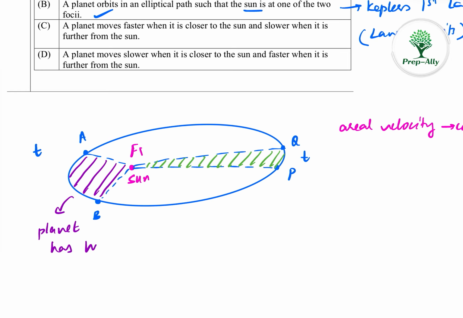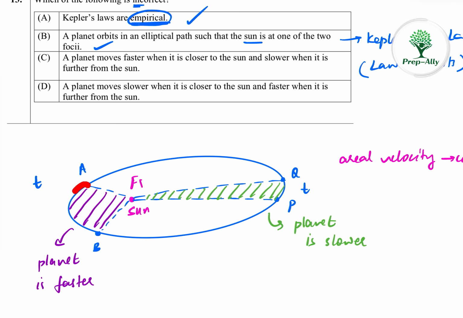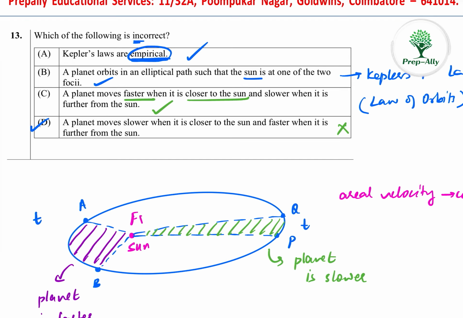That is, the planet has higher velocity, or it is faster. Whereas in this case, the planet is slower. So clearly you can see here that when the planet is closer to the sun, it is faster. But when it is at a further distance from the sun, it is slower. Then which among C and D will be true? Faster when it is closer to the sun, slower when this is true. Obviously, then this is incorrect. So D is the incorrect option, which is our answer.